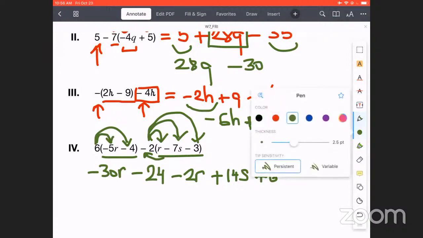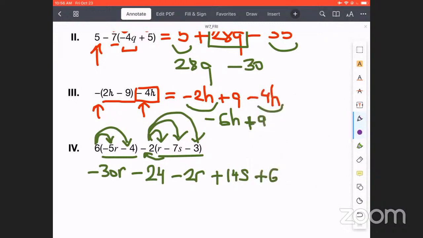And the last thing is combining like terms. See how many r terms are in this expression. I have 1, 2, 3, 4, 5 terms, right? So how many of them are like terms? Negative 30r and minus 2r are the like terms, so you can combine them. Negative 30 minus 2 is negative 32r. Now I'm done with the r terms, so you can cross them out and ignore them now.